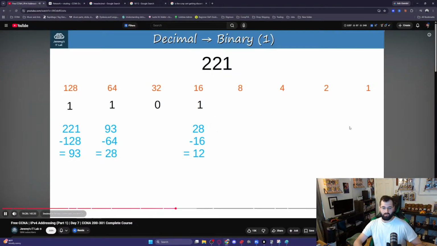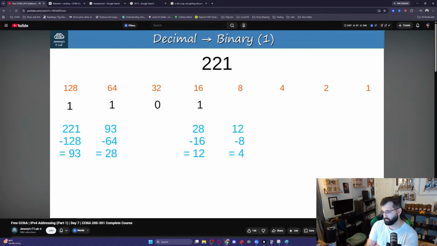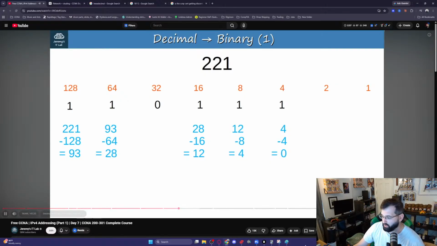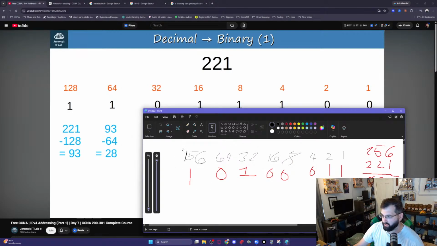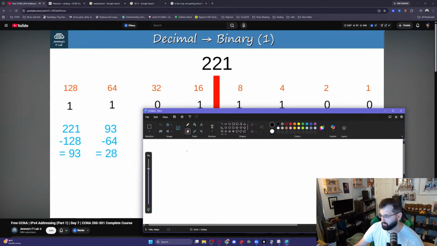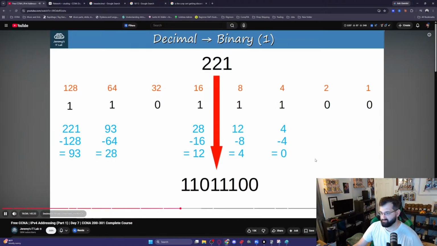Write a 1 under 16. Next is 8, and it's smaller than 12, so let's subtract 8 from 12, and write a 1 under 8. Next, subtract 4 from 4, and write a 1 under 4. We're left with 0, so we can't subtract any further. That means we can just write 0 under 2 and 1. So, there's our answer. Decimal 221 is equivalent to binary 11011100.